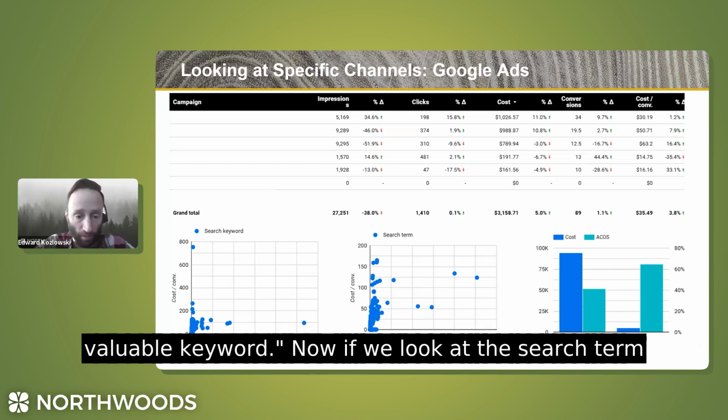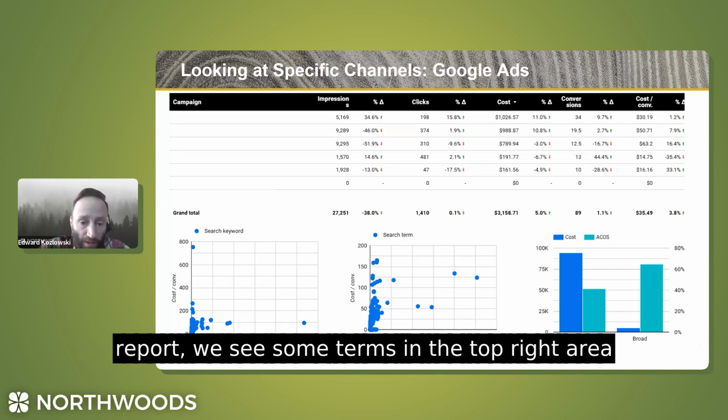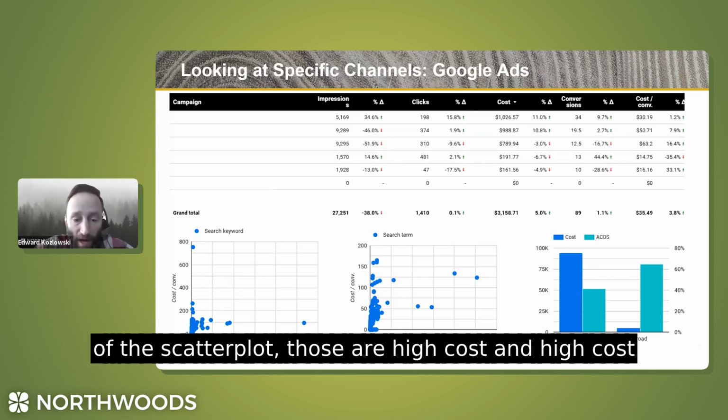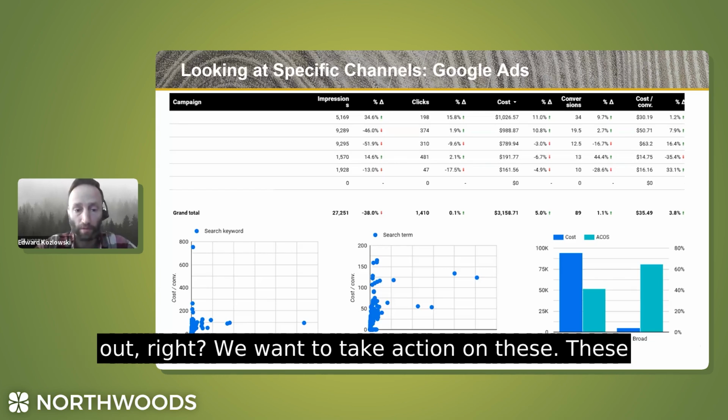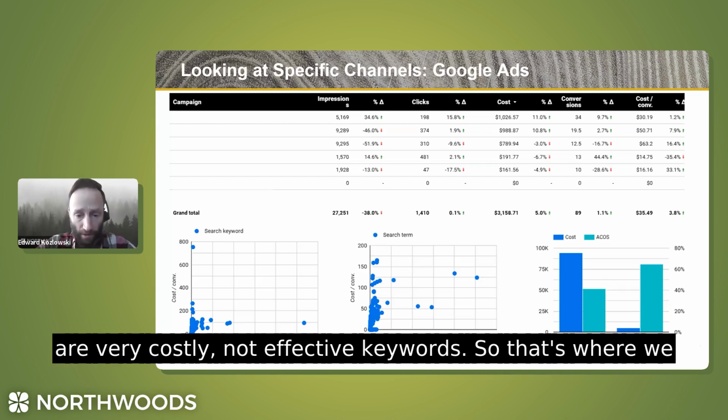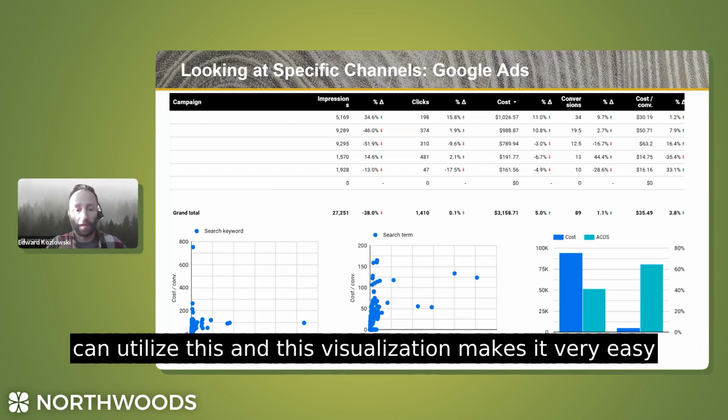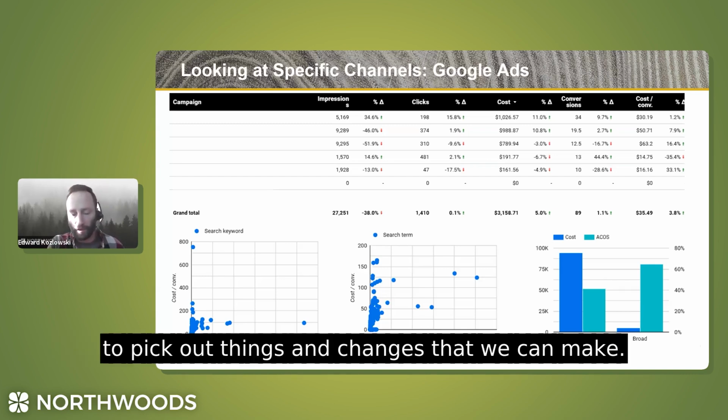Now, if we look at the search term report, we see two terms in the top right area of the scatter plot. Those are high cost and high cost per conversion search terms. We likely want to negative these out, right? We want to take action on these. These are very costly, not effective keywords. So that's where this visualization makes it very easy to pick out things and changes that we can make.